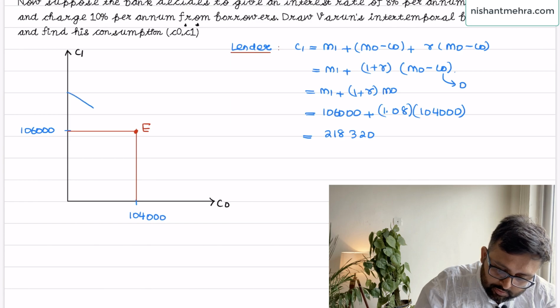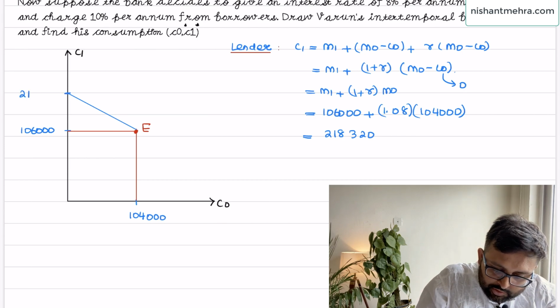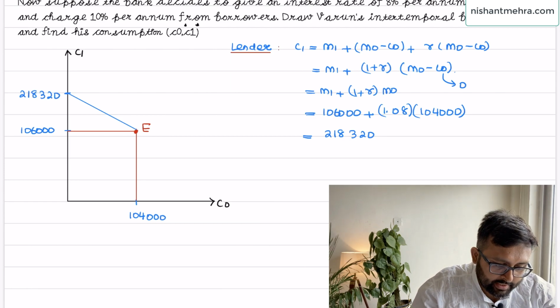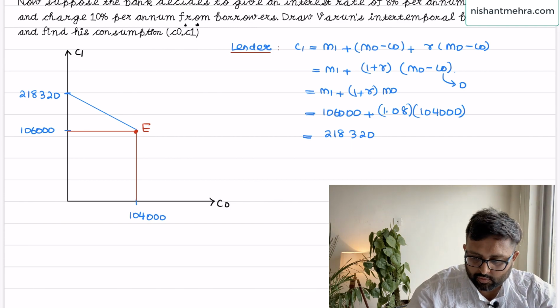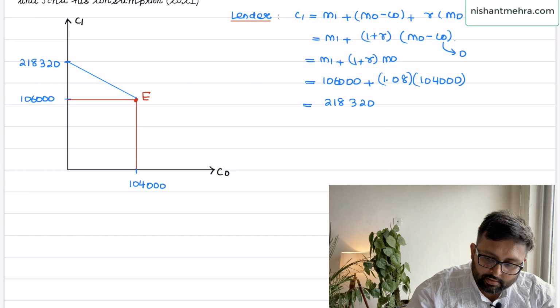So let us say this becomes my point, and if I am going to consume everything tomorrow and nothing today, then this is the maximum consumption I can have. Fair enough? Okay. Now let me just find out my, in case he decides to be a lender.